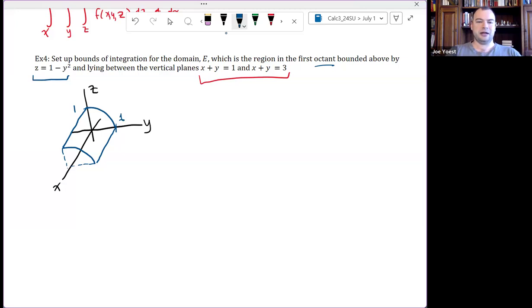So where else are we bounding it? We're going to cut it between two vertical planes. If you think of this as like a sausage roll or something, we're taking a slice out of it, both on one side and on the other side. So x plus y equals 1 and x plus y equals 3. I notice that they don't depend on z. So let me just focus on the xy plane.